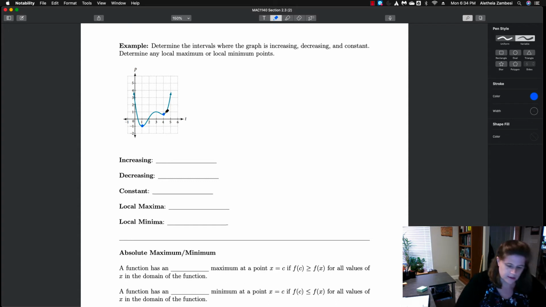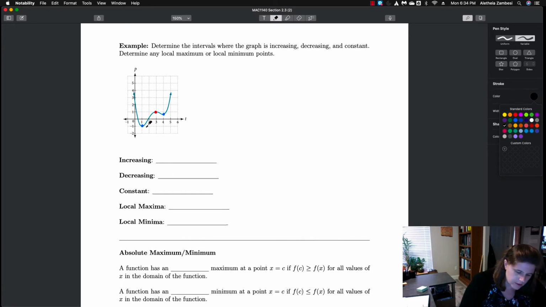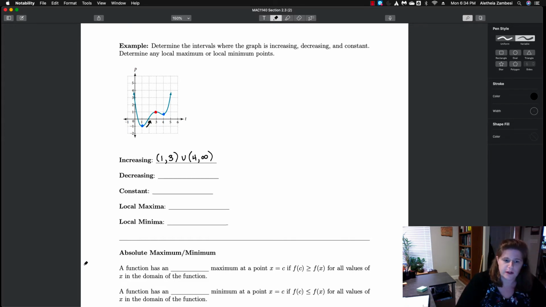Those are local mins. Looking at the maximums, I have one here. So increasing and decreasing, remember, are sections of the domain. So if we're looking at increasing first, this is a spot that it goes up. So I'm at an x value of 1, going to an x value of 3. It also increases starting at 4 and ends with an arrow, so 4 to infinity.